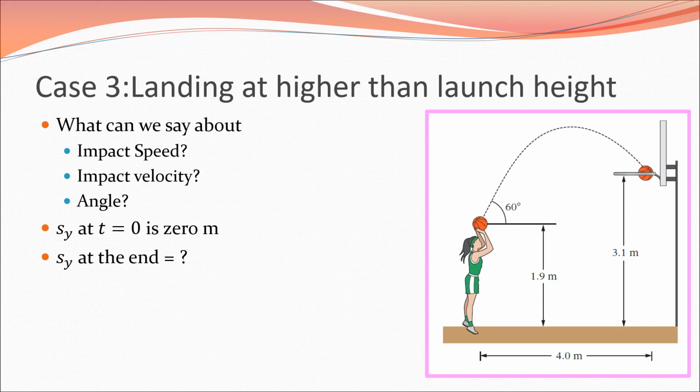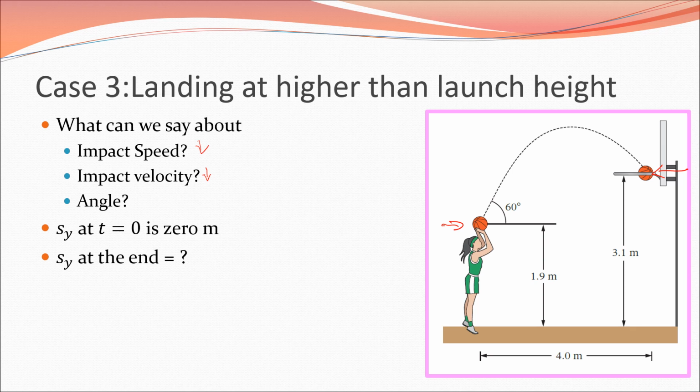All right, case 3, landing at a higher than launch height. So the example on the ball here, we start there, we end up there. What's the difference that this makes? What can we say about our impact speed? It's going to be lower. Our impact velocity is going to be less, and the angle once again is going to change.